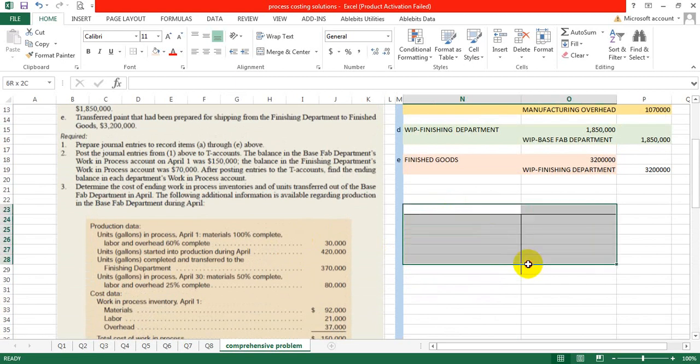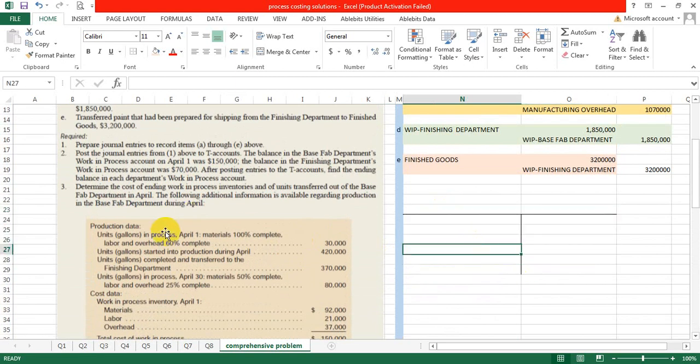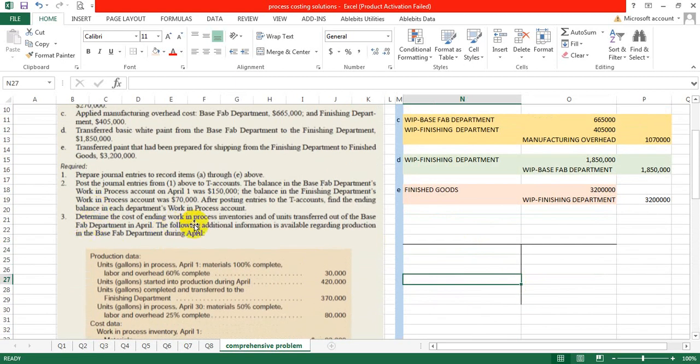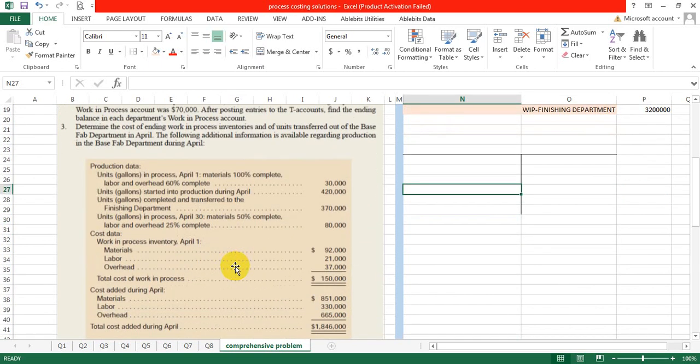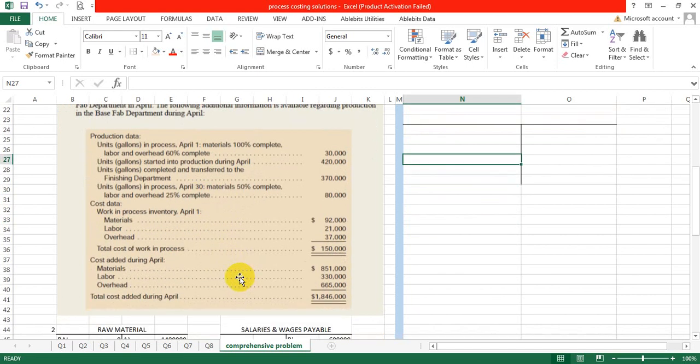Now what is the third requirement? Determine the cost of ending work in process inventory and units transferred out of the base fab in April. The following additional information. Okay, how will we calculate this? Very simple. We have done this many times before, right? So we will again prepare these two statements, right?